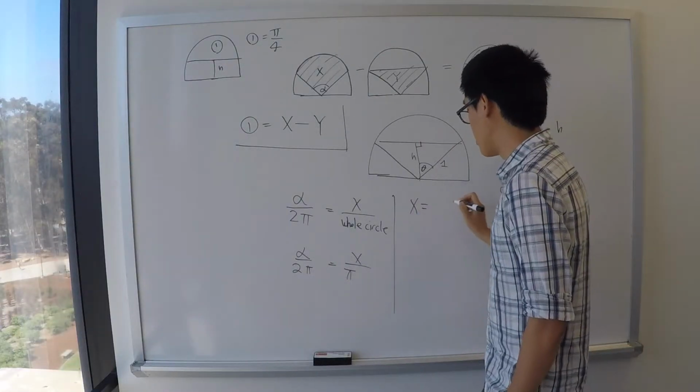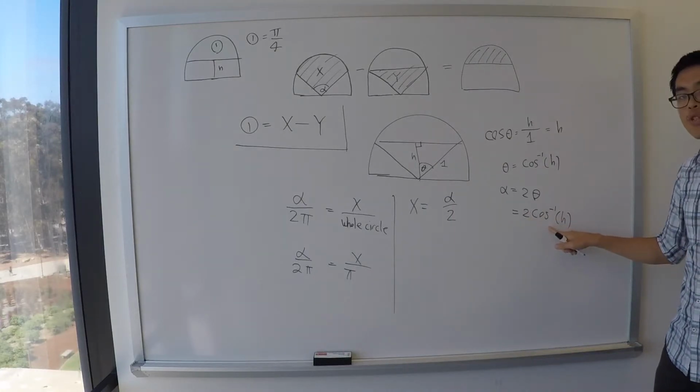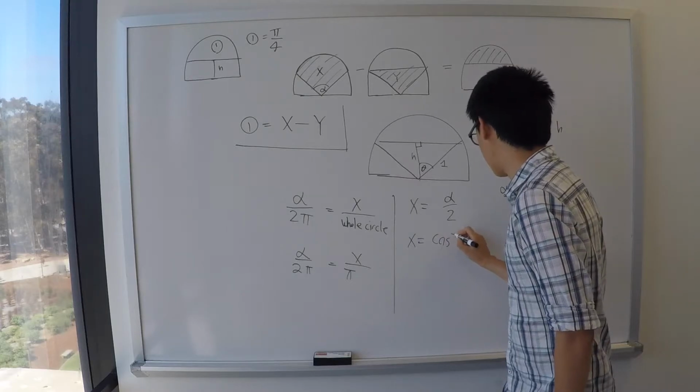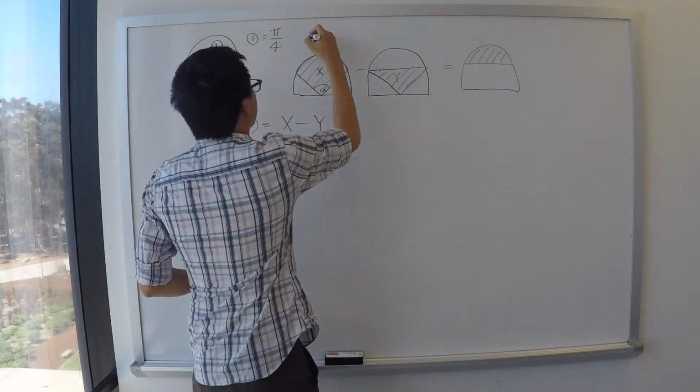So x will be alpha over 2, but alpha is twice cosine inverse of h. So x will be cosine inverse of h. Let's write that down right here.